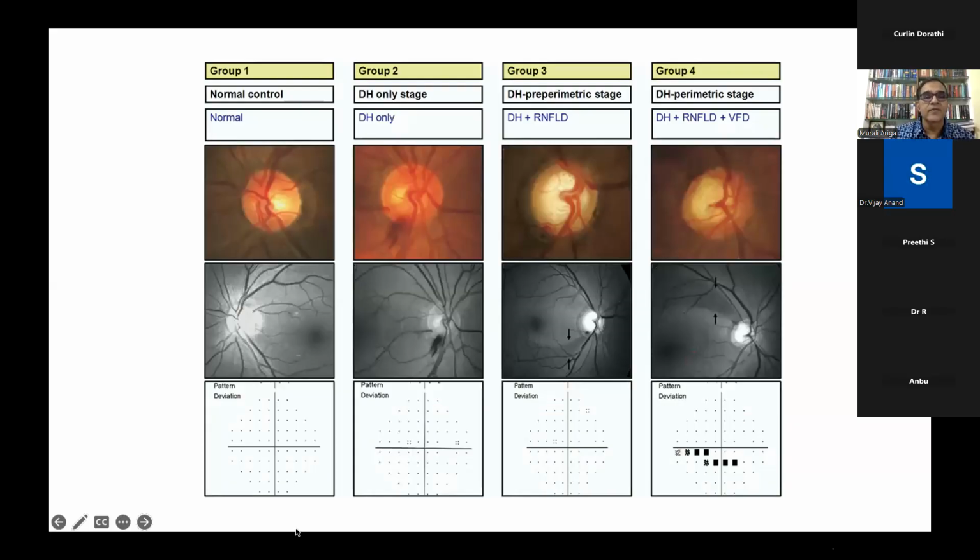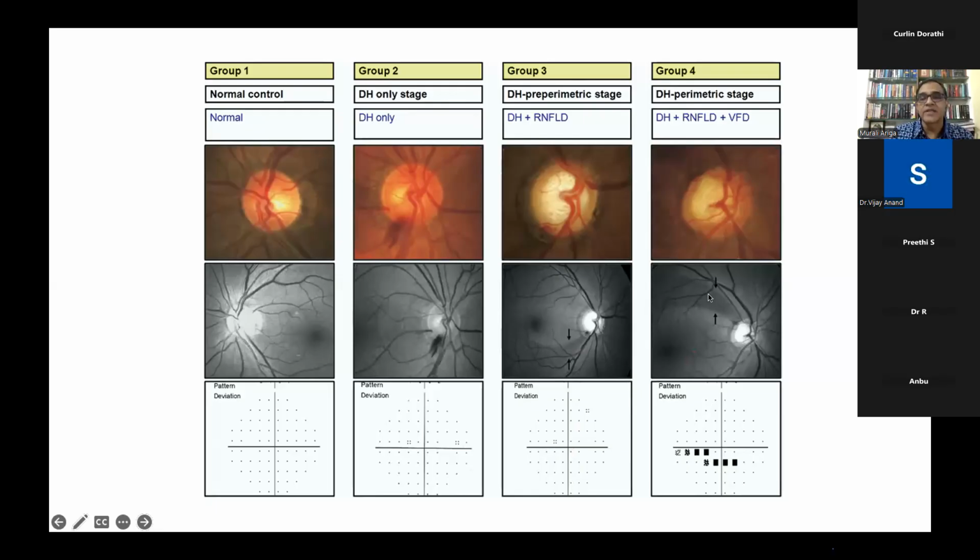These are examples of a completely normal-looking disc and field. This is an example of a disc hemorrhage, possibly showing a change due to the glaucoma. The field is still normal. Here you see a classic change in the disc. You see a disc hemorrhage. You see an RNFL defect, but the field is still normal. So this is what we call the pre-perimetric stage.